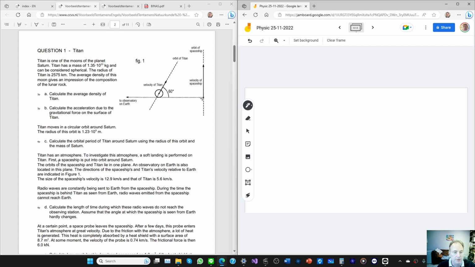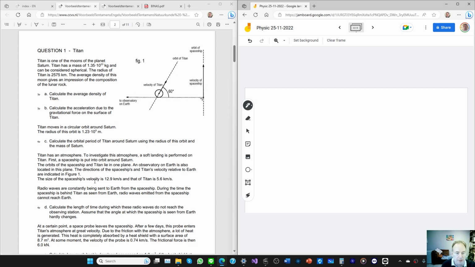Then Titan has an atmosphere. To investigate this atmosphere, a soft landing is performed on the Titan. First, a spaceship is put into orbit around Saturn. The orbit of this spaceship and Titan lie in one plane. An observatory on Earth is also located in this plane. The directions of the spaceship and Titan's velocity relative to Earth are indicated in figure 1.